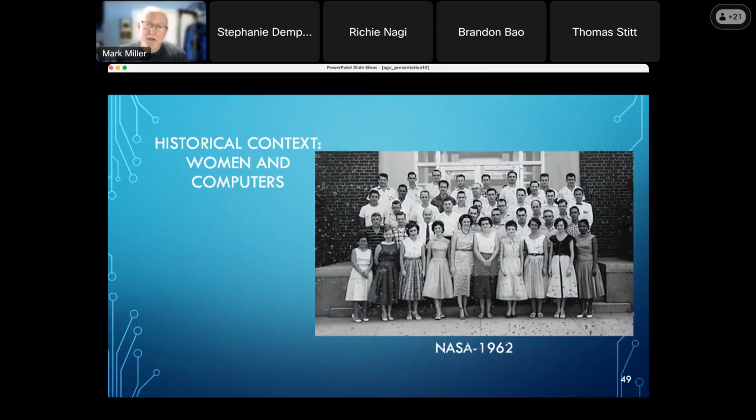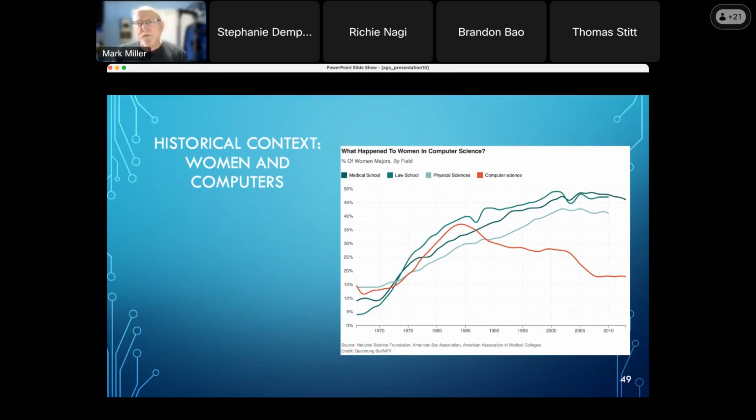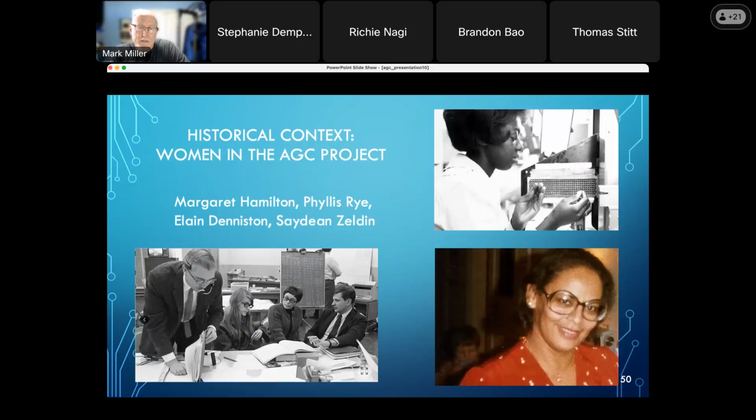NASA, 1962 there. So you'd think, with a lot of the women involved in these early pioneering efforts in computing, that we would continue to see more and more participation by women in computing. The red line in this plot shows computer science degrees by women, and it peaks basically around 1985, and then starts to drop off, whereas other things like medical school and physical sciences continue to approach parity. So we still have a lot of work to do there, I think.